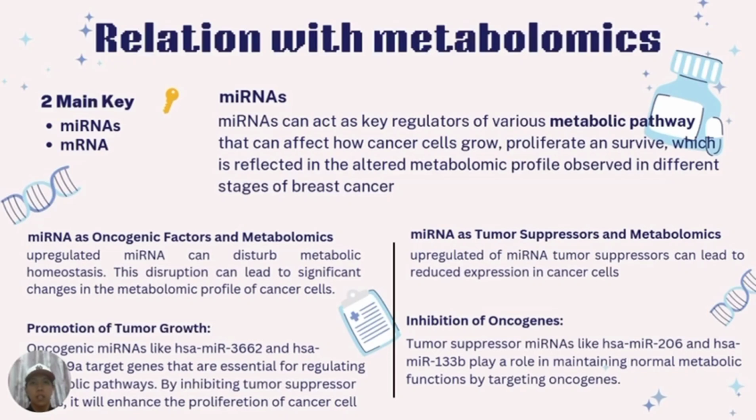So, let's go to the second point, that is miRNA as a tumor suppressor and metabolomic. On the other hand, some miRNA can act as tumor suppressors. For example, MIR260. They play a critical role in maintaining normal metabolic functions. This miRNA will inhibit oncogenes, leading to reduced expression in the cancer cells. By doing so, they help control the survival and proliferation of these cells. So let's go to the next slide.